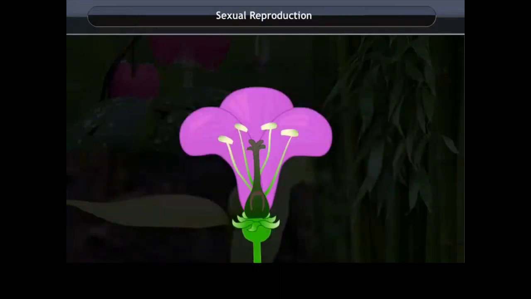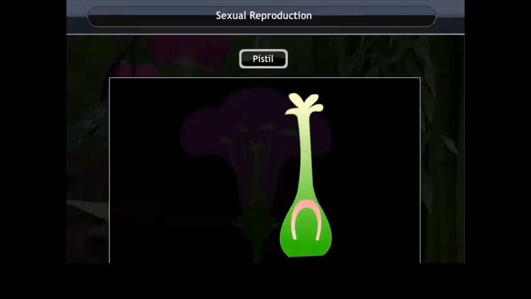The pistil is the female reproductive part that has a stigma and style along with a swollen bottom portion called the ovary, which contains the ovules. The formation of female gametes, or the egg, occurs inside the ovules. These male and female gametes fuse to form a zygote.